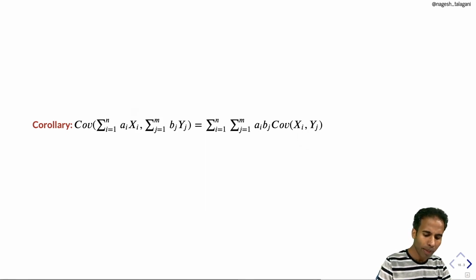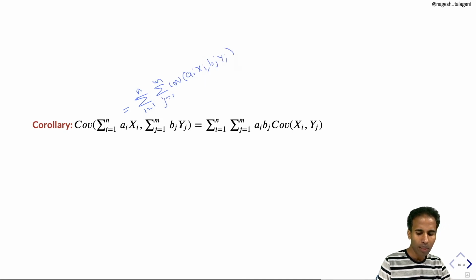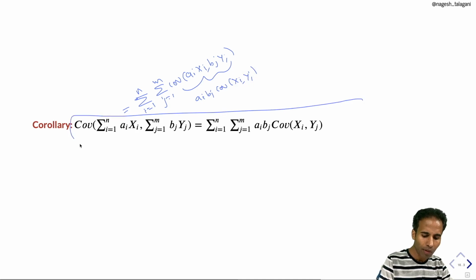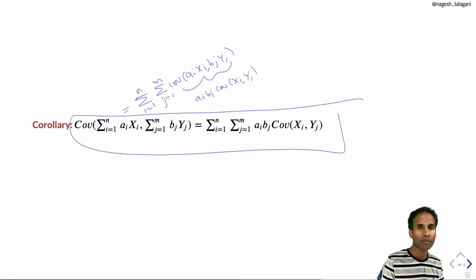From the above theorem, I can write this step: summation i equal to 1 to n, summation j equal to 1 to m, covariance of ai xi comma bj yj. In the next step, this covariance of ai xi, bj yj we can replace with ai bj covariance of xi comma yj. That's why we have this result.